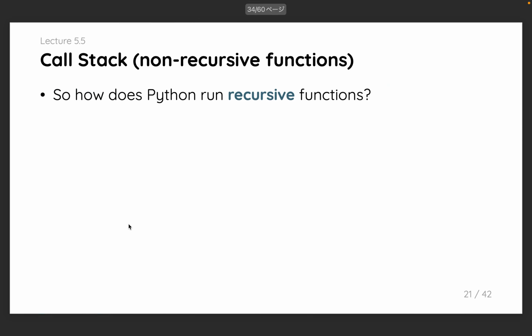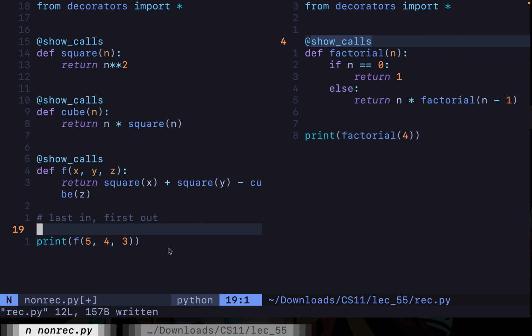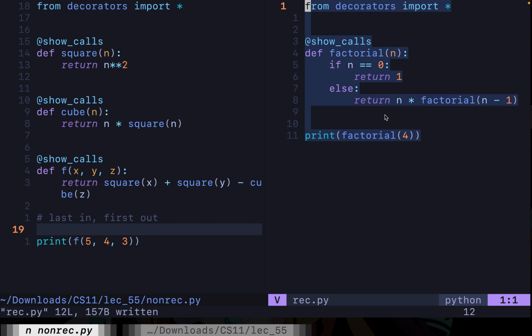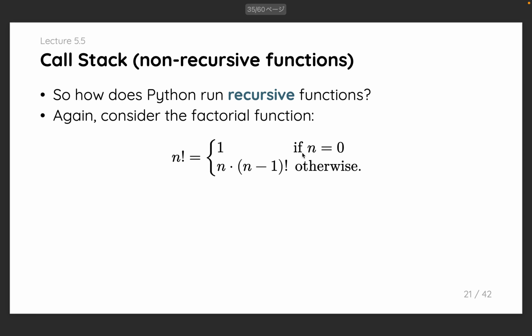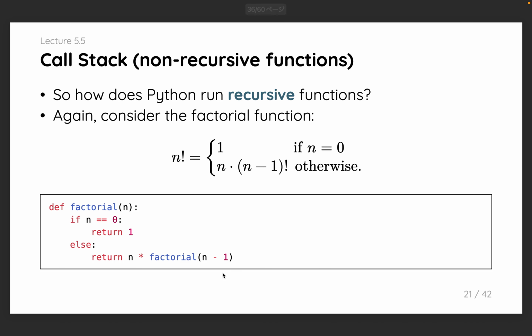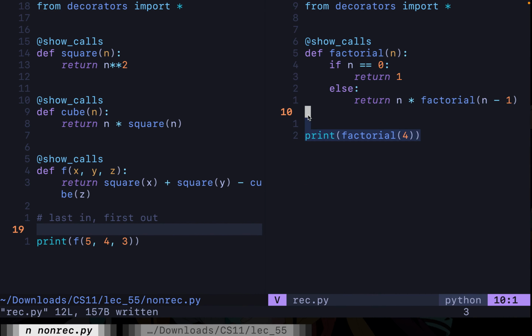So now that we've shown the call stack for a non-recursive function, how about for a recursive function? So here we have the factorial function. What happens if we try to run this? What happens to the call stack? So this is how we defined it, and this is the program we have over here.